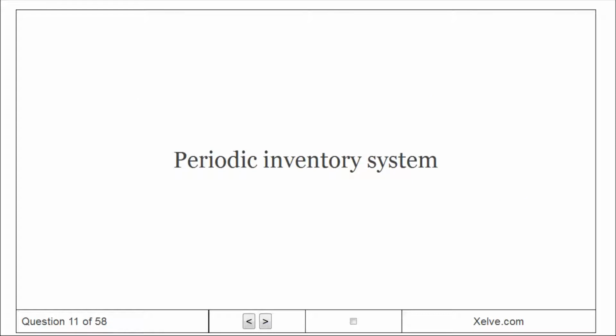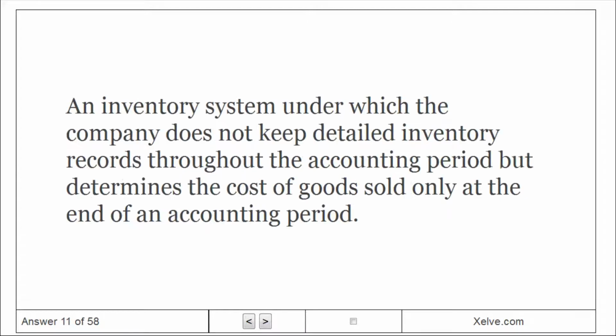Periodic inventory system. An inventory system under which the company does not keep detailed inventory records throughout the accounting period but determines the cost of goods sold only at the end of an accounting period.